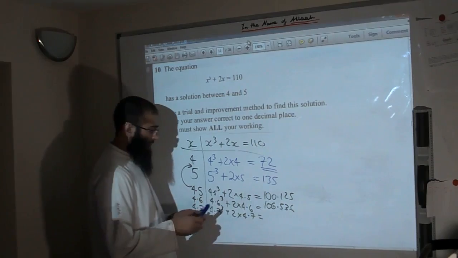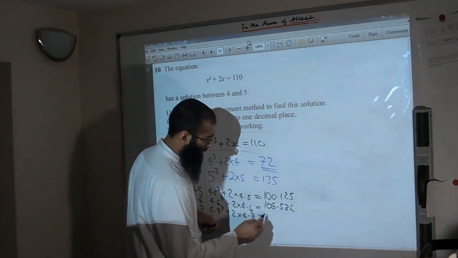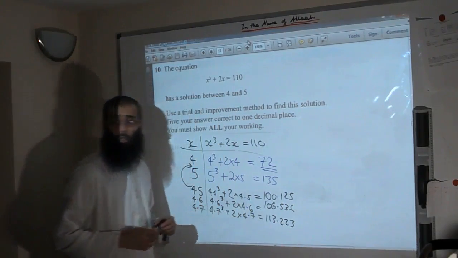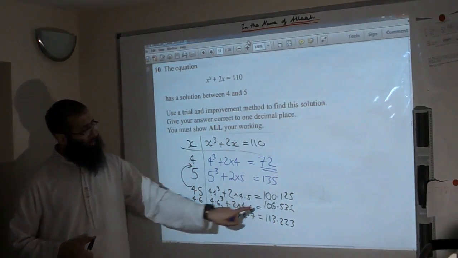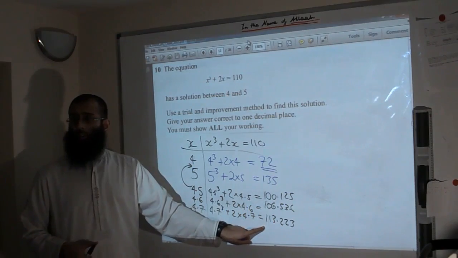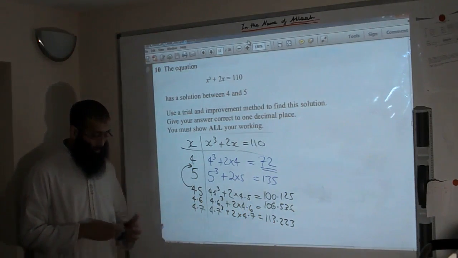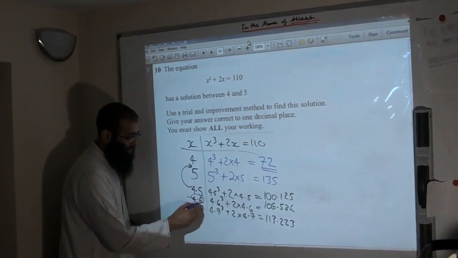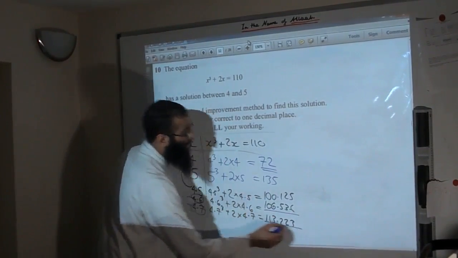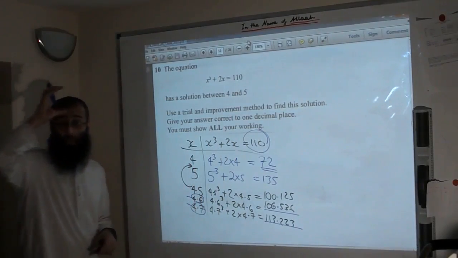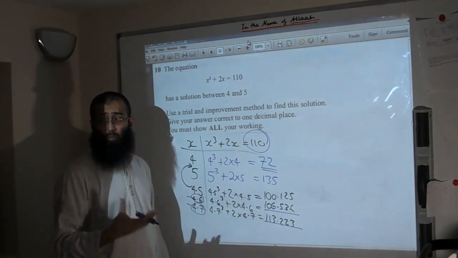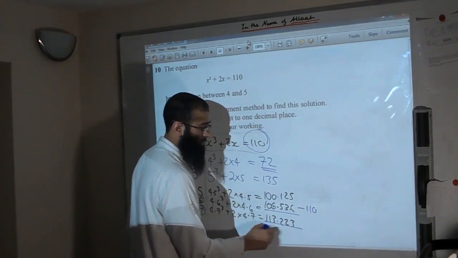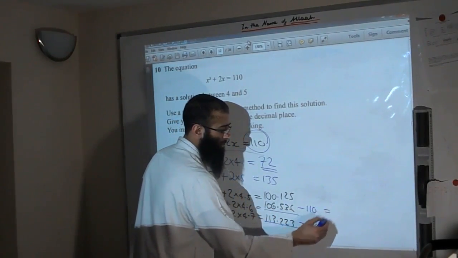113.223. Yeah, that's good. So that gives us 113.223. Now, there's no point in trying anymore because that was below and that one's above. So we have to find out between these two which one is the closest to 110. Now how do we do that? Subtract 110 from this number, and subtract 110 from this number.